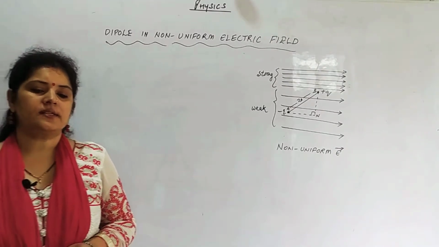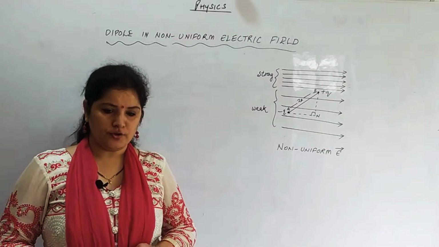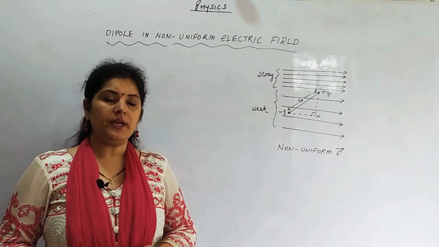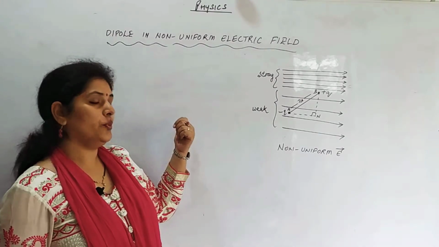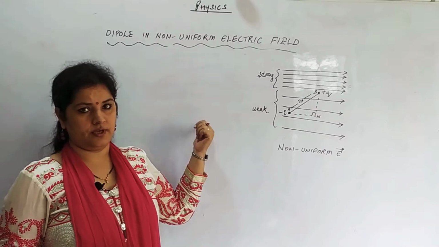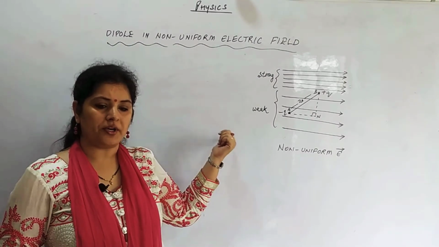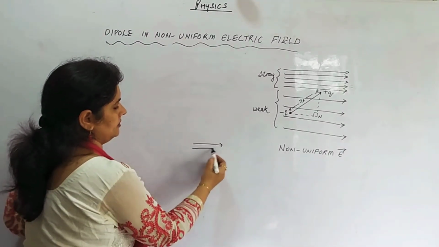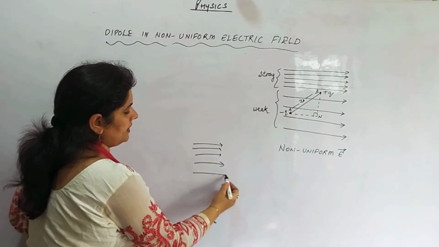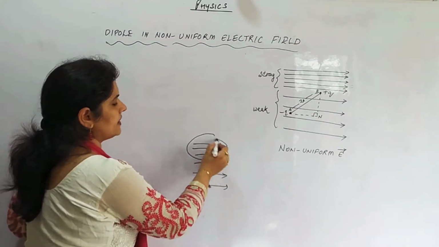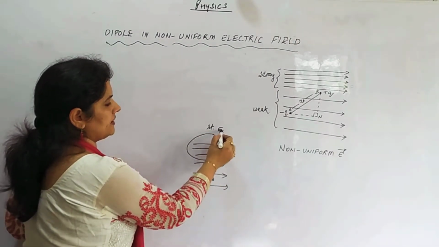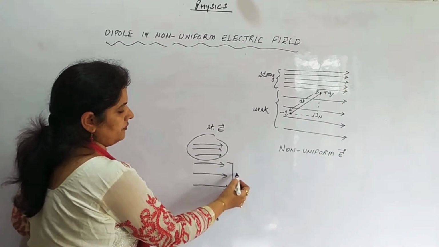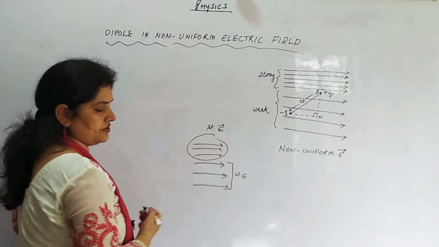So yesterday we discussed electric field in a uniform field, and torque in a uniform electric field. Today we are going to discuss a dipole in a non-uniform electric field. As we discussed earlier, what is a non-uniform electric field? It is one in which the field lines are not equidistant. These field lines are closer, so it will have a strong electric field. These field lines are weaker, farther apart, so it will have a weak electric field, right?